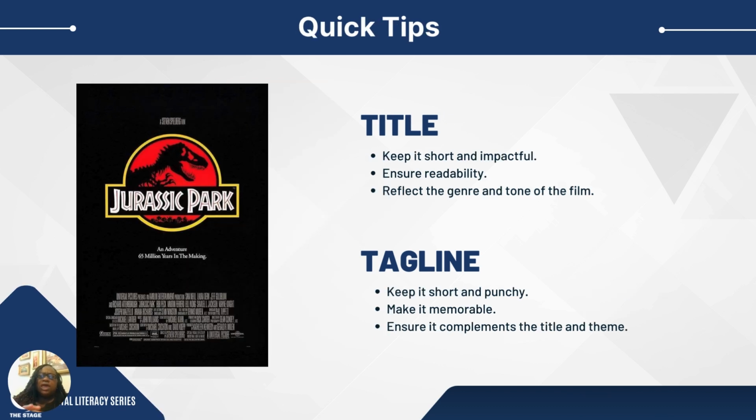So let's look at just a few quick tips regarding title design and tagline. For the title, number one, keep it short, keep it impactful. Number two, ensure readability. You want to make sure that it's readable. And third, make sure that it reflects the genre and tone of the film. Now, tagline, keep it short and punchy, like we talked about with Jaws 2, when you thought it was safe to get back in the water, right? Keep it short and punchy. Second, make it memorable. And third, ensure it complements the title and the theme.